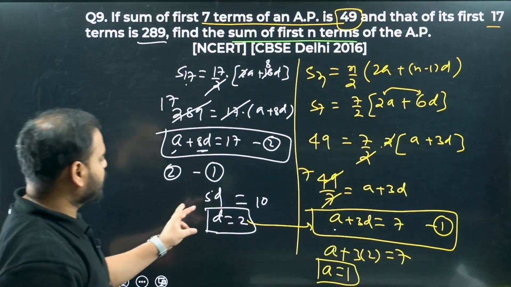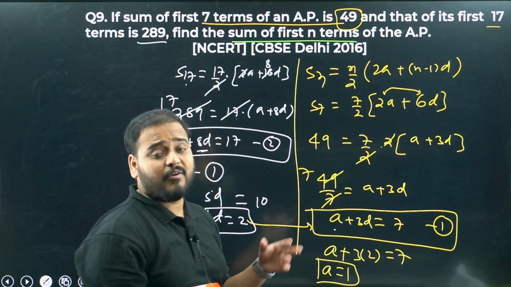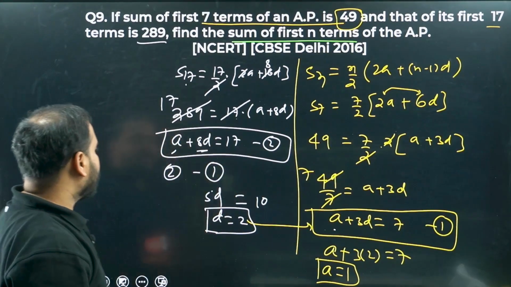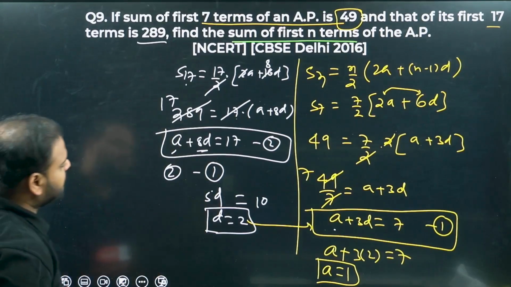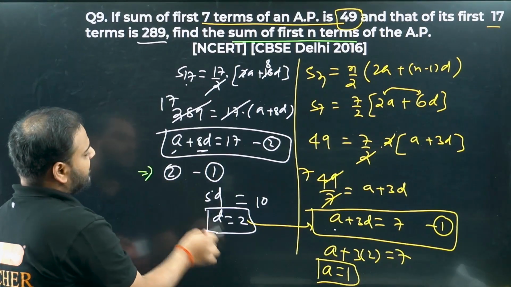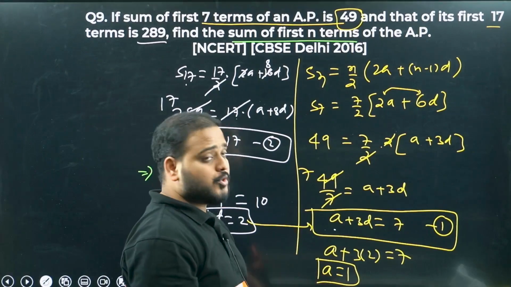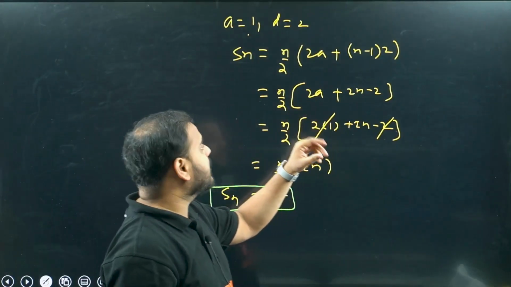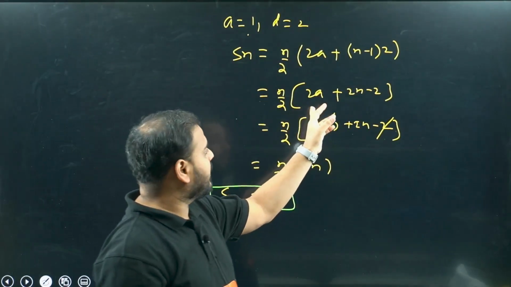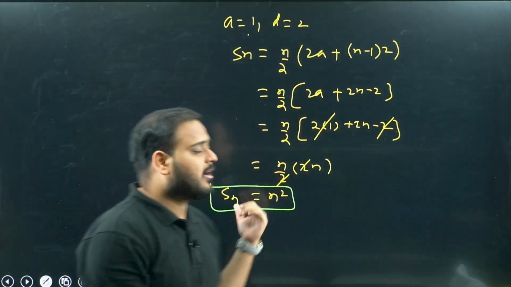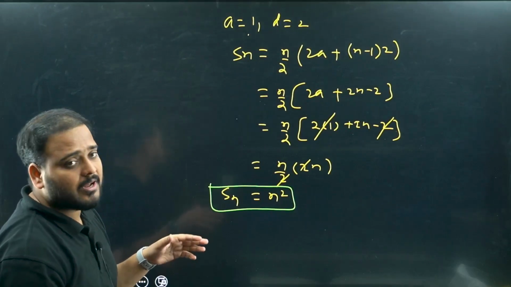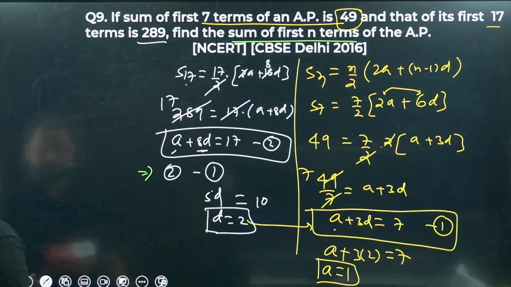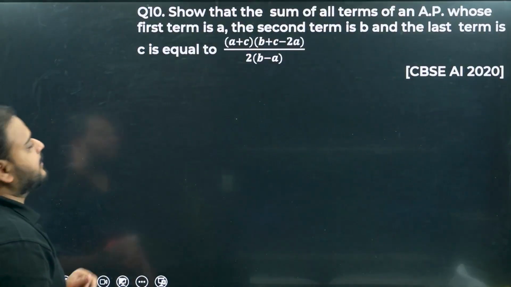First, make the two equations using the sum of first 7 terms and sum of first 17 terms. You get the two equations, a plus 3d and a plus 8d, and subtract them like this. 2 minus 1, get d value as 2. Put it in the first equation. A value is 1. Find the Sn formula using 2a plus n minus 1 into d. Use all the values of a and d, as a is 1, d is 2. Cancel it. You're going to get n square. Answer is n square. Moving on to question number 10, and the last question of the day.